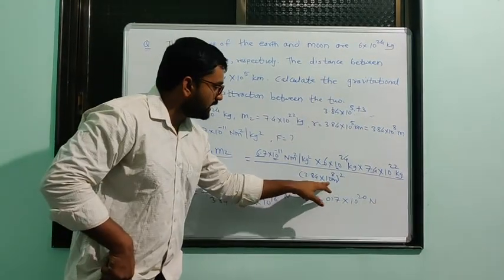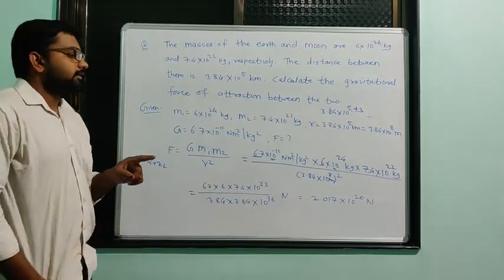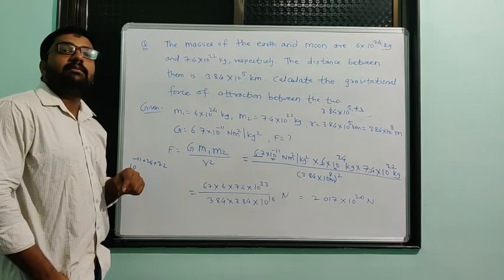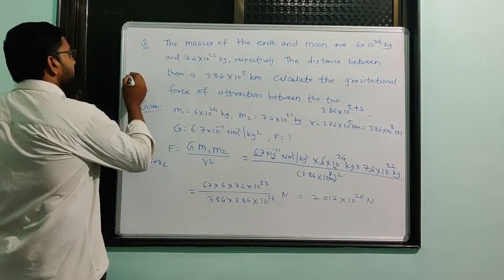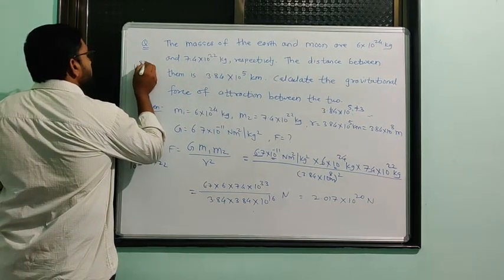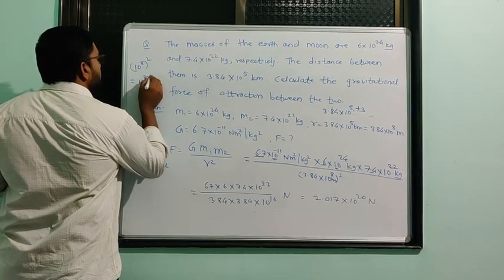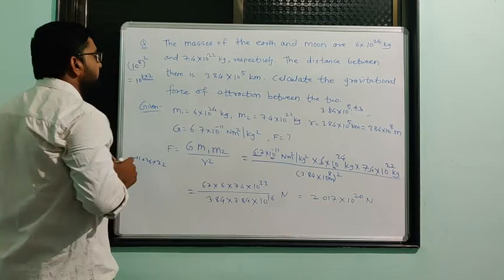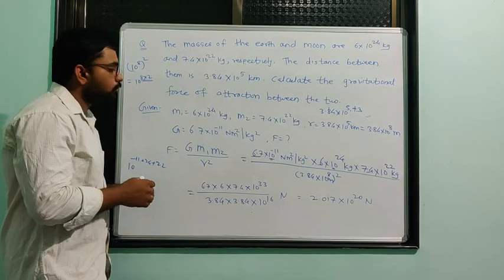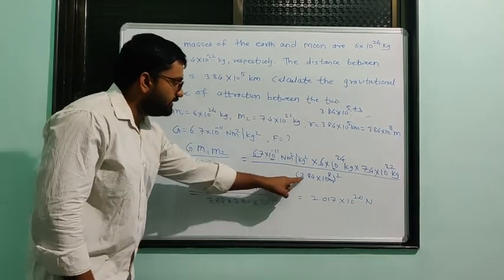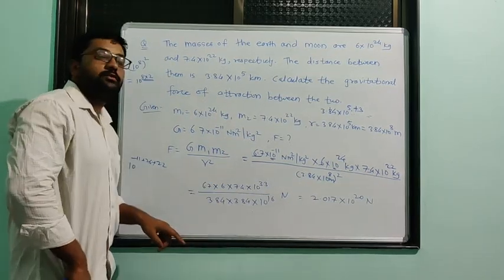Similarly here, 10 raised to 8 is squared. If a power is squared, it will be multiplied. That is the rule of indices. Such a way that if 10 raised to 8 is squared, so it will be 10 raised to 8 into 2. So that is one rule of indices, that we already studied. So here it will be 10 raised to 16. And it's a square, so 3.84 into 3.84, 10 raised to 16.